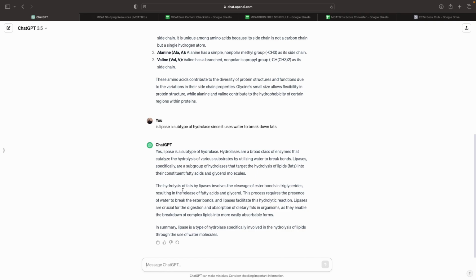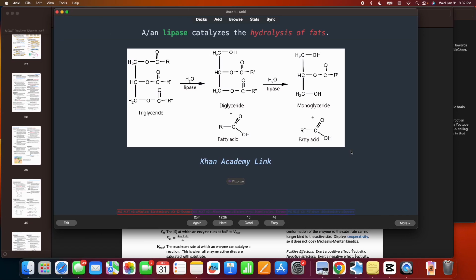The hydrolysis of fats by lipases involves the cleavage of ester bonds in triglycerides, resulting in the release of fatty acids and glycerol. This process requires the presence of water to break the ester bonds, and lipases facilitate this hydrolytic reaction. Lipases are crucial for the digestion and absorption of dietary fats in organisms as they enable the breakdown of complex lipids into more easily absorbable forms. Nice. We have a lipase here, as you see.